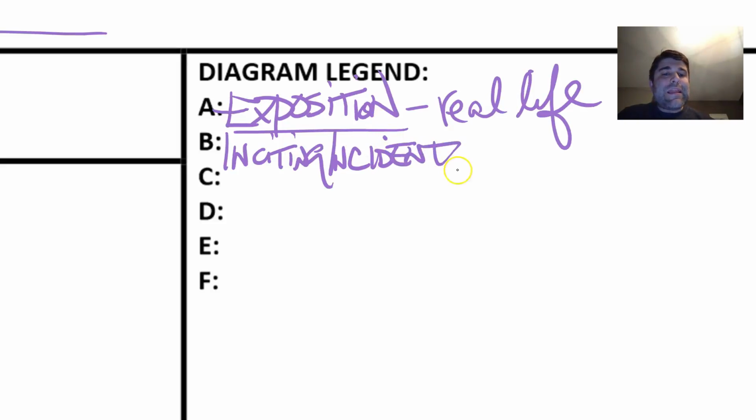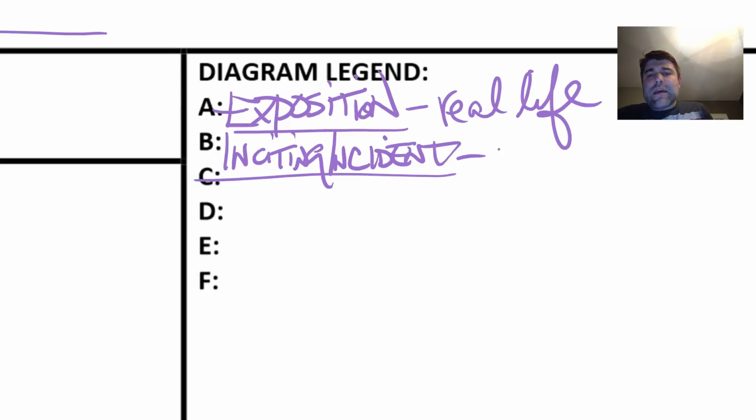Inciting incident. This is kind of the point of no return. This is the point in the story where the character is never going to return to normal. It's the point of the story that changes the character dramatically from the beginning.